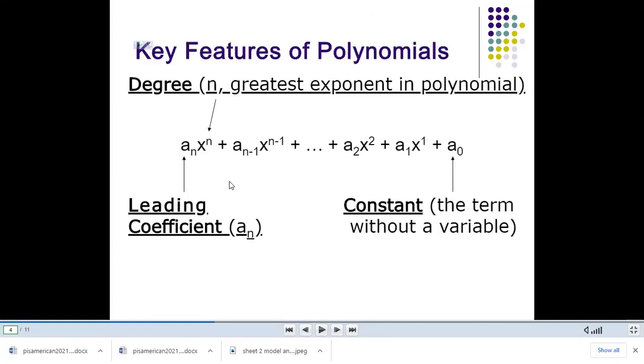Okay, then in a x to the power of n, the first number in this expression, especially when you rearrange the expression, is called the leading coefficient. The term without any variable, without x, is called the constant.